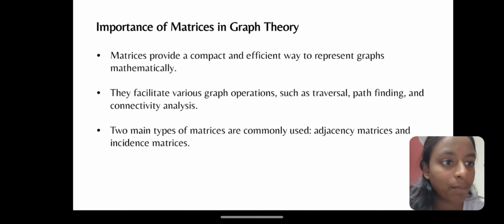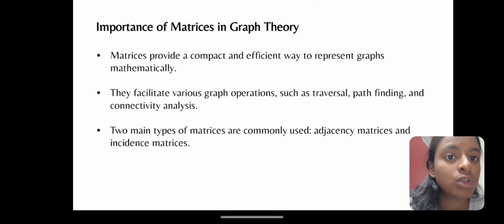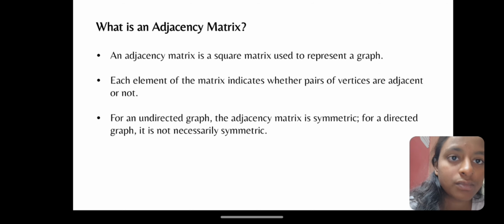To make this complex thing into a simple format, we use matrices in graph theory, as it helps us to understand better. So what is an adjacency matrix? An adjacency matrix is a square matrix used to represent a graph. Basically, this adjacency matrix consists of only ones and zeros. For example, let us take a graph that has only 3 vertices. So the order of the adjacency matrix is 3 by 3.